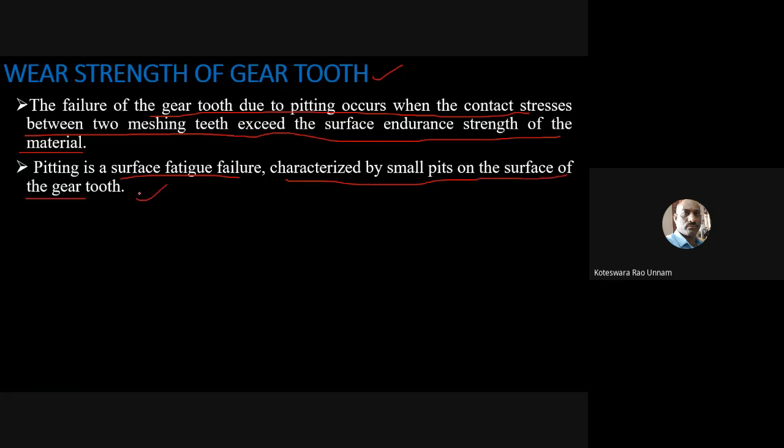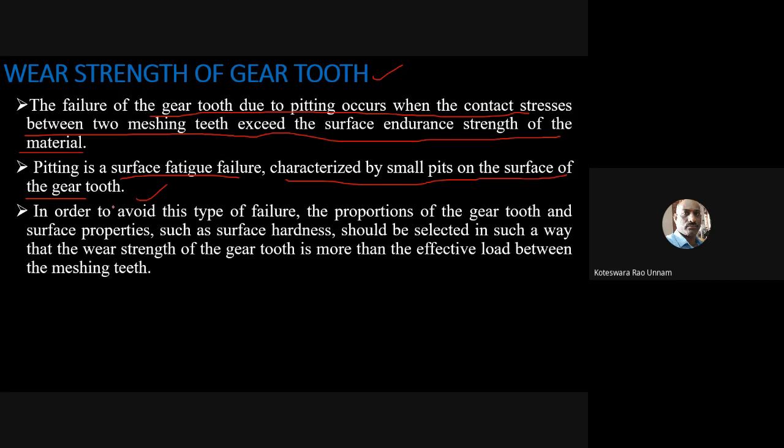We already discussed these wear failures, right? In order to avoid this type of failure, the proportions of the gear tooth and surface properties such as surface hardness should be selected in such a way that the wear strength of the gear tooth is more than the effective load between the meshing teeth. So the approach is similar. In case of the beam strength, the effective load should be less than the beam strength of the gear, and then it is safe against the static loads.